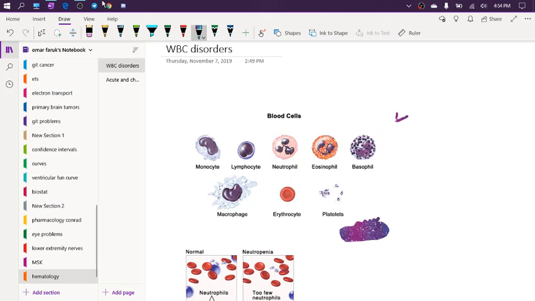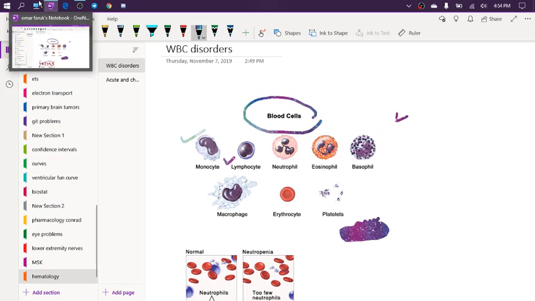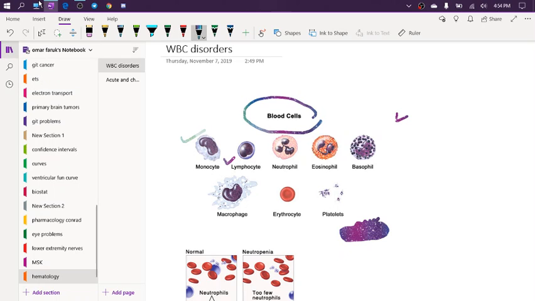First of all, let's start with the cells. This is the blood cell. This is monocyte, this is lymphocyte, neutrophil, eosinophil, basophil, macrophage, erythrocyte, and platelets.